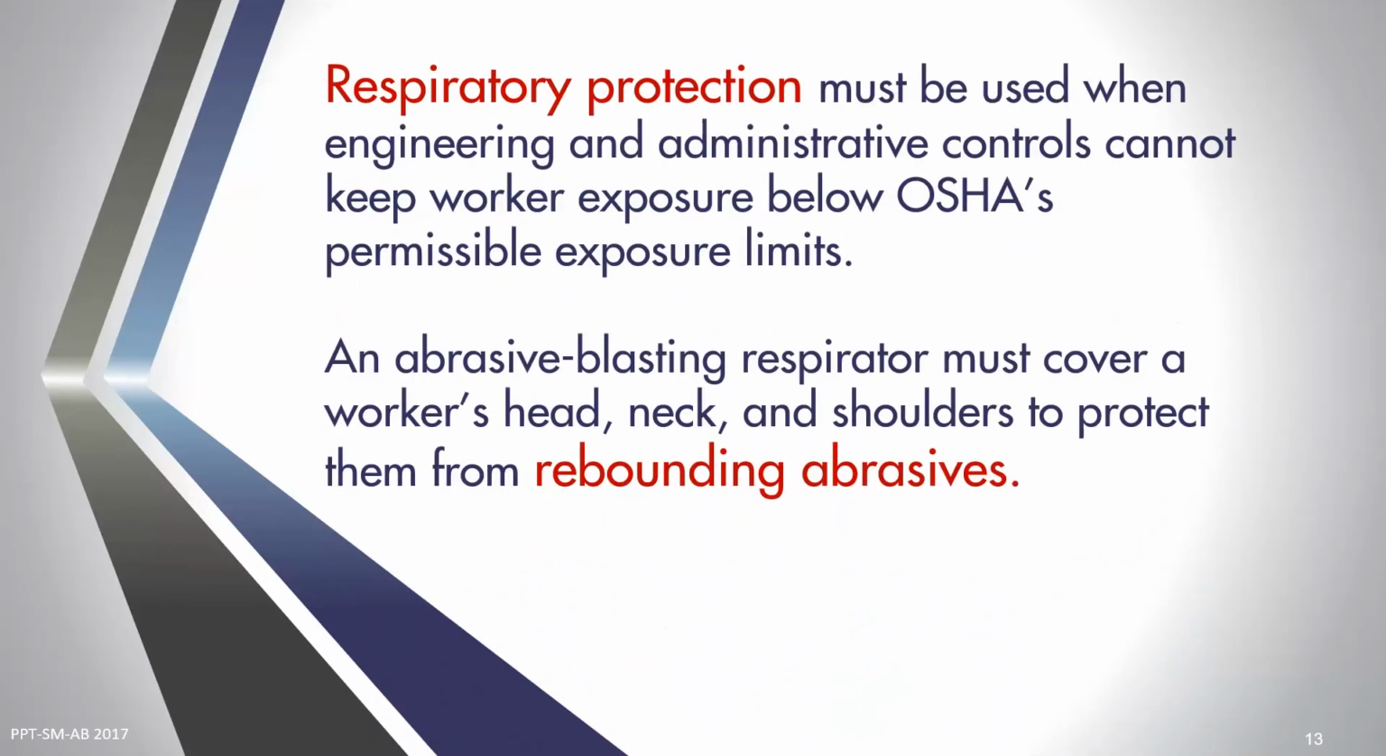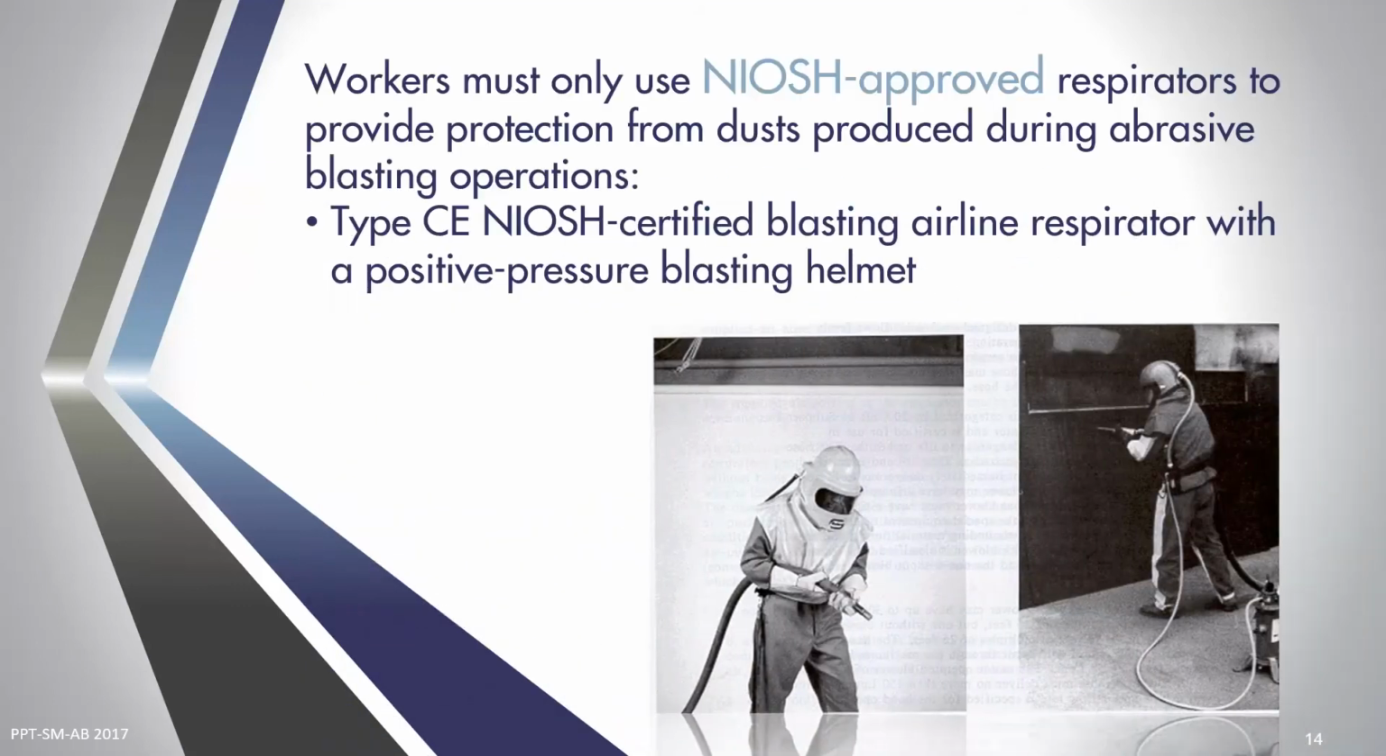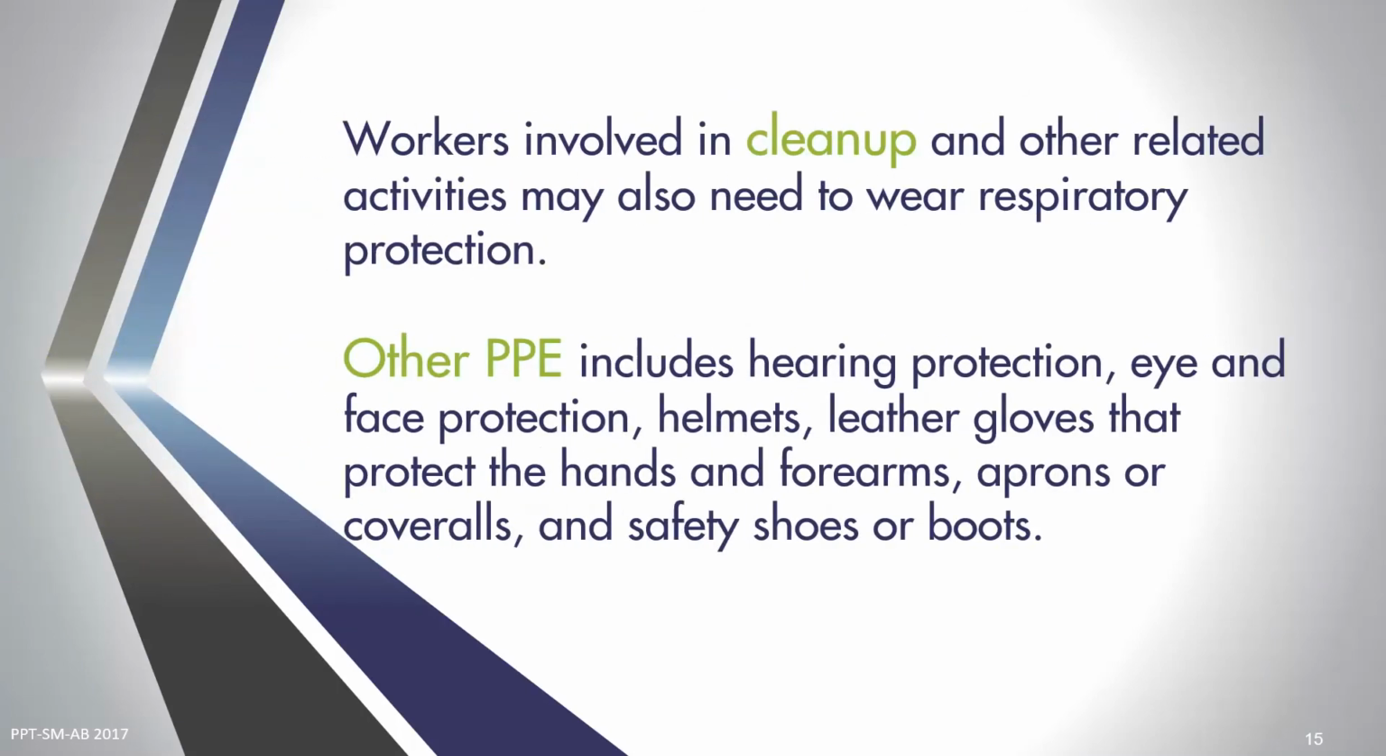Respiratory protection must be used when engineering and administrative controls cannot keep worker exposure below OSHA's permissible exposure limits. An abrasive blasting respirator must cover a worker's head, neck, and shoulders to protect them from rebounding abrasives. Workers must only use NIOSH-approved Type CE blasting airline respirators with a positive pressure blasting helmet to provide protection from dusts produced during abrasive blasting operations.